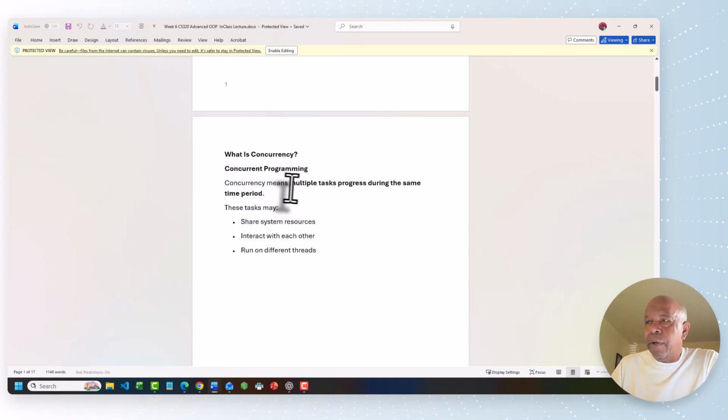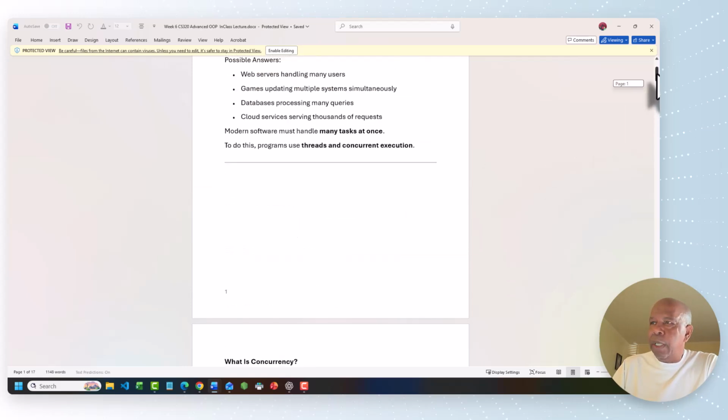Concurrent programming. Concurrency means multiple tasks progress during the same time period. These tasks may share system resources. They may interact with each other. They may run on different threads or different pathways. Okay, so that's basically what we're doing.